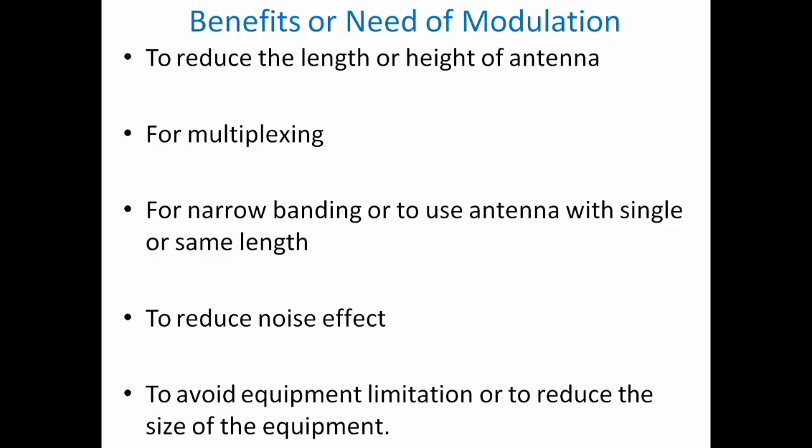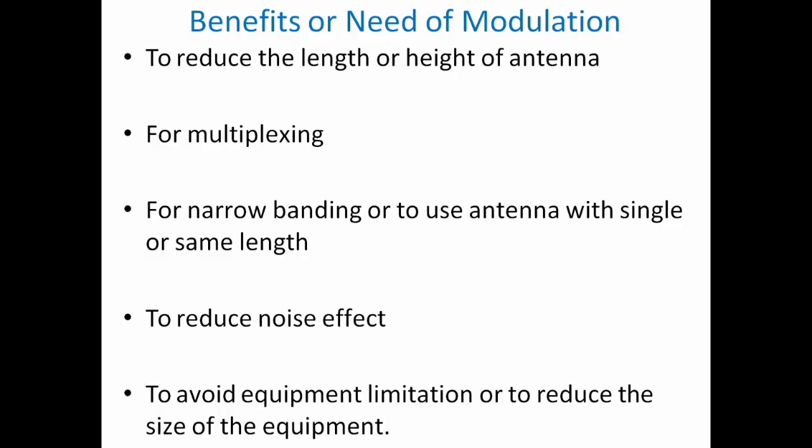So for example, we have a signal with transmitting and receiving antennas. The main important terms to consider for modulation: the first is reducing the length or height of the antenna. The second is for multiplexing. For signal multiplexing, various types of antenna are used in the basic need of modulation.